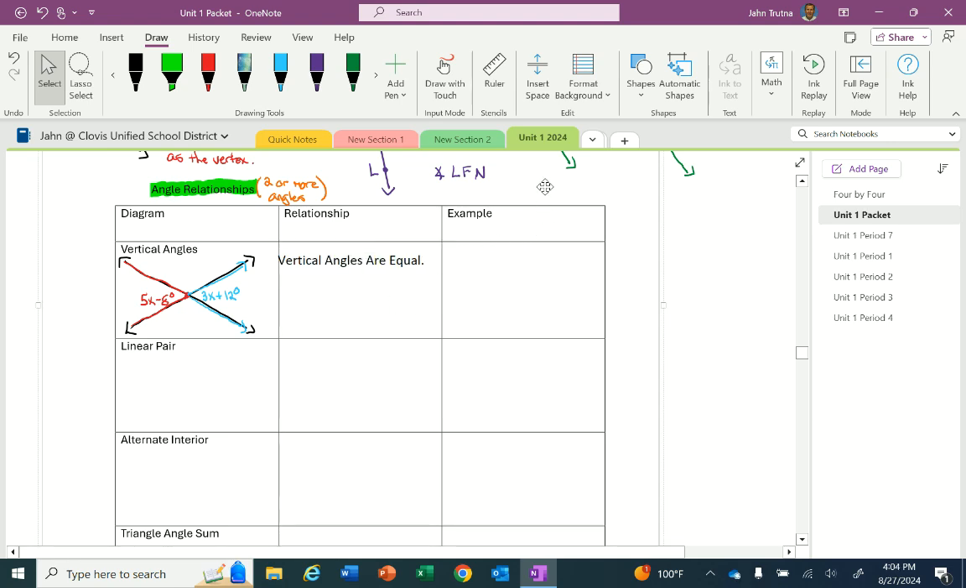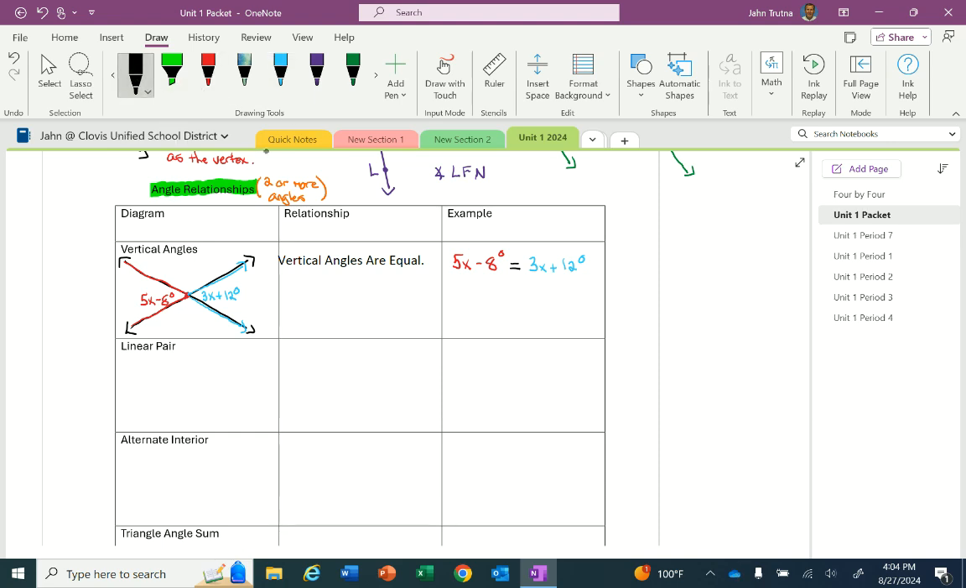Okay, and what this does is this leads us to an example. Because the vertical angles are equal, that means the angle represented with the 5x minus 8 degrees is equal to the angle that it's vertical with, which is represented with the 3x plus 12 degrees. So an example of applying vertical angles to create an algebra problem such as 5x minus 8 equals 3x plus 12, that would be an example of applying the relationship of vertical angles.